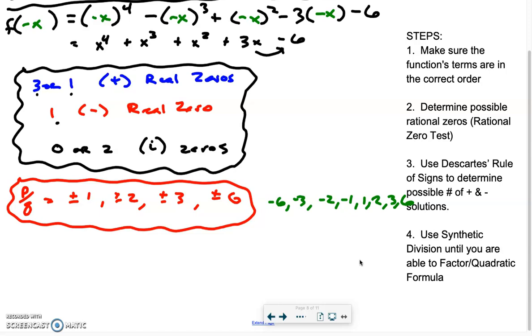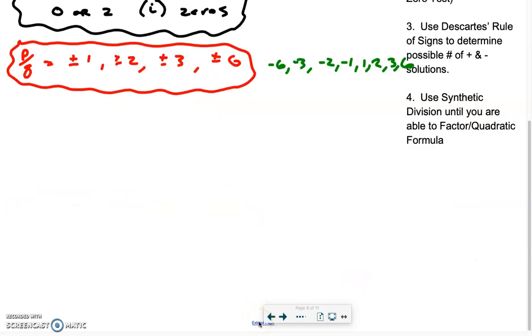So from that list of 8, we're going to start doing some synthetic division. For this particular problem, we're going to test one of these 8 values, and I've got a really good feeling about the number negative 3. Let's try negative 3. Weird place to start, you might be thinking, but I've got a method to my madness here.